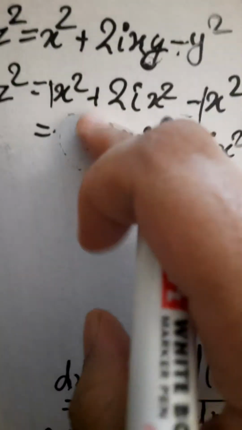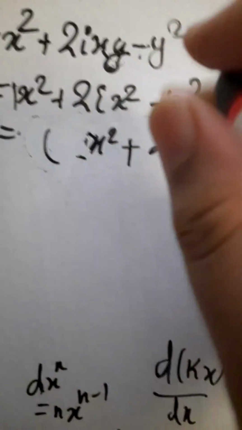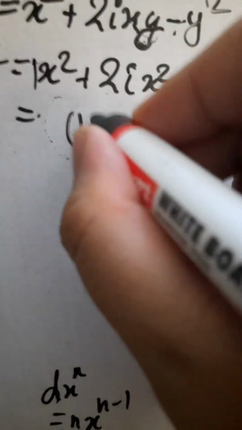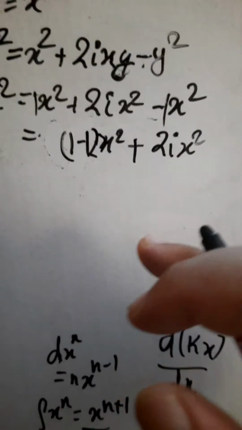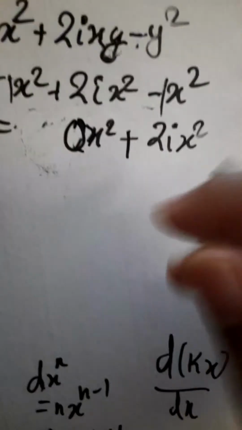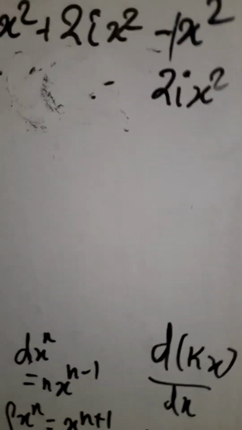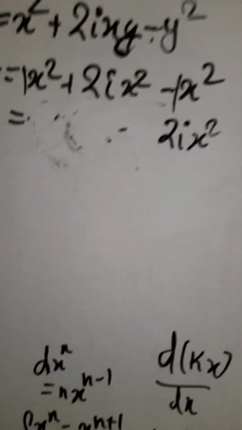So this won't be added, this will be subtracted. See, this is opposite sign, minus plus. These two are opposite signs. They would subtract, not add. So when we subtract them, 1 minus 1 becomes 0. So this is 0x square. So this term actually vanishes. We get this 2ix square, okay, in z square.